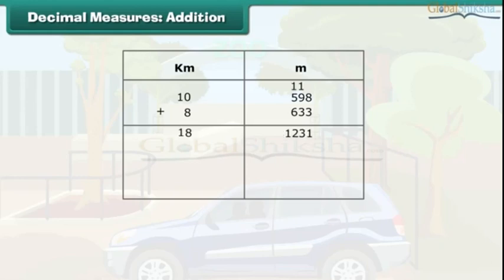Now add it. The sum of 598 meters and 633 meters is 1231 meters, which is equal to 1 kilometer and 231 meters. Thus, 1 kilometer is added to 18 kilometers. In total, they have covered a distance of 19 kilometers and 231 meters. Similarly, we can add the quantities given in different units.